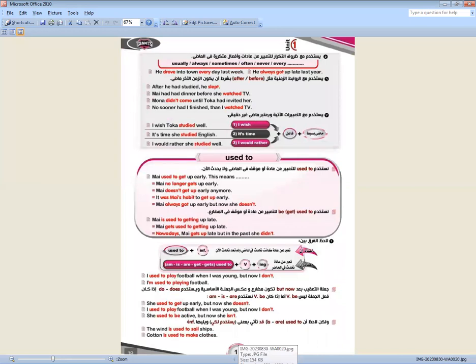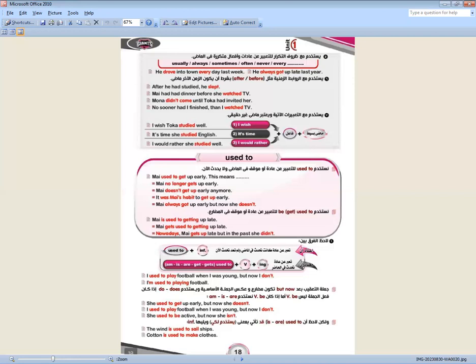We can use the past simple with adverbs of frequency: usually, always, sometimes, often, never, and every. For what? Just to express some habits you did a lot in the past, like he drove into town every day last week. He always got up late last year.